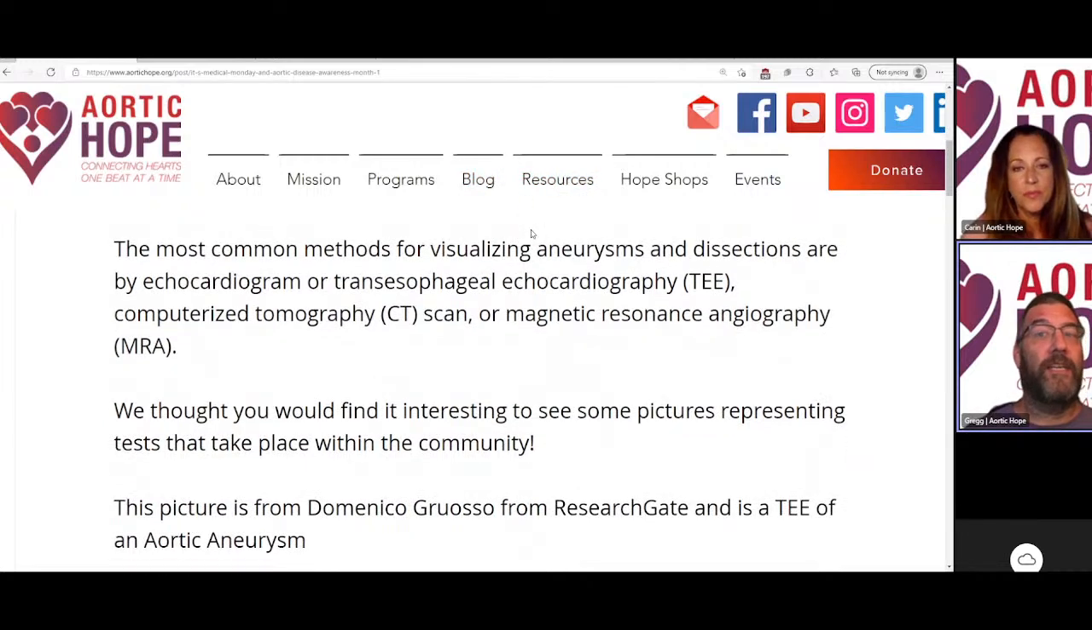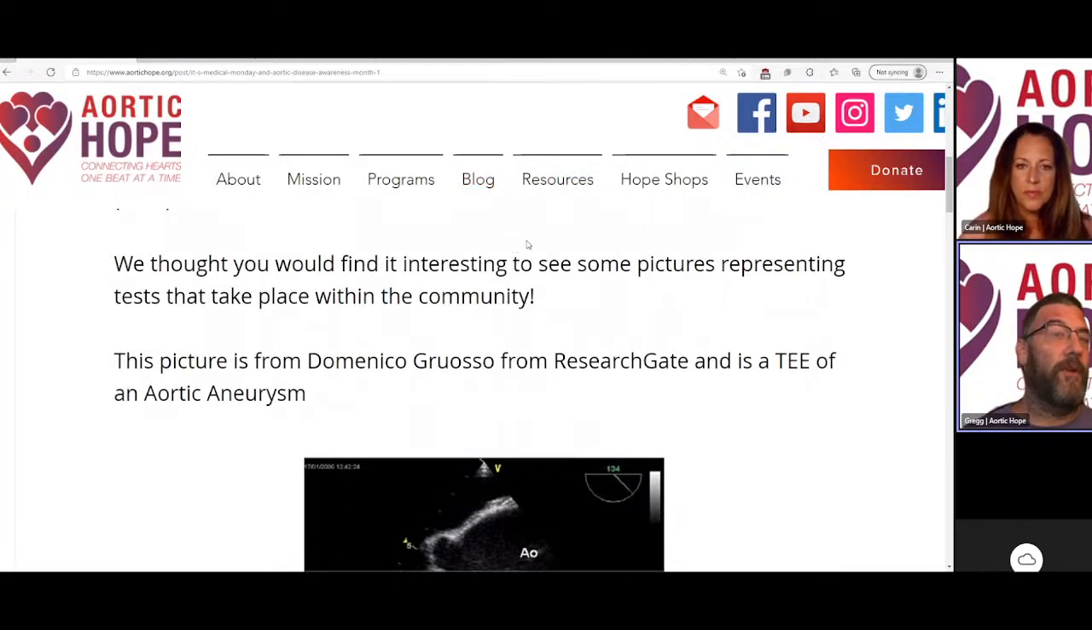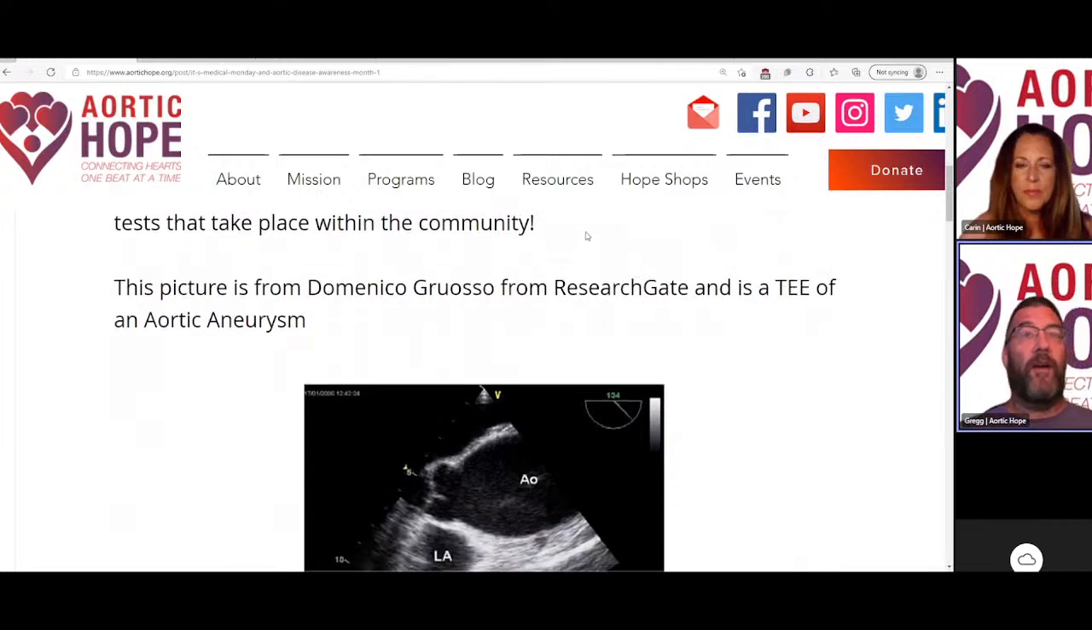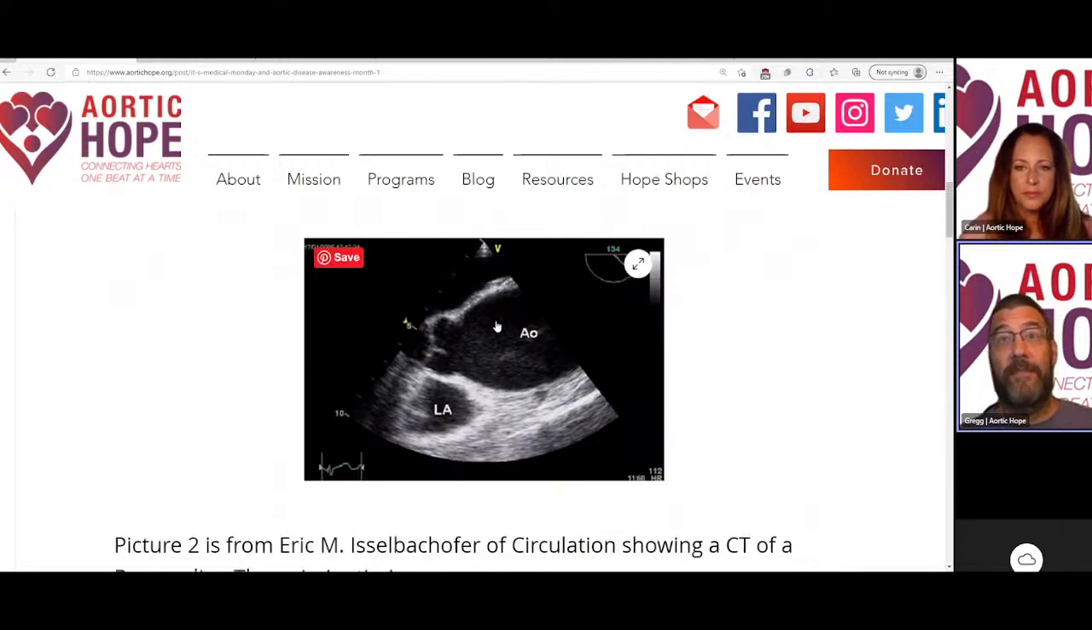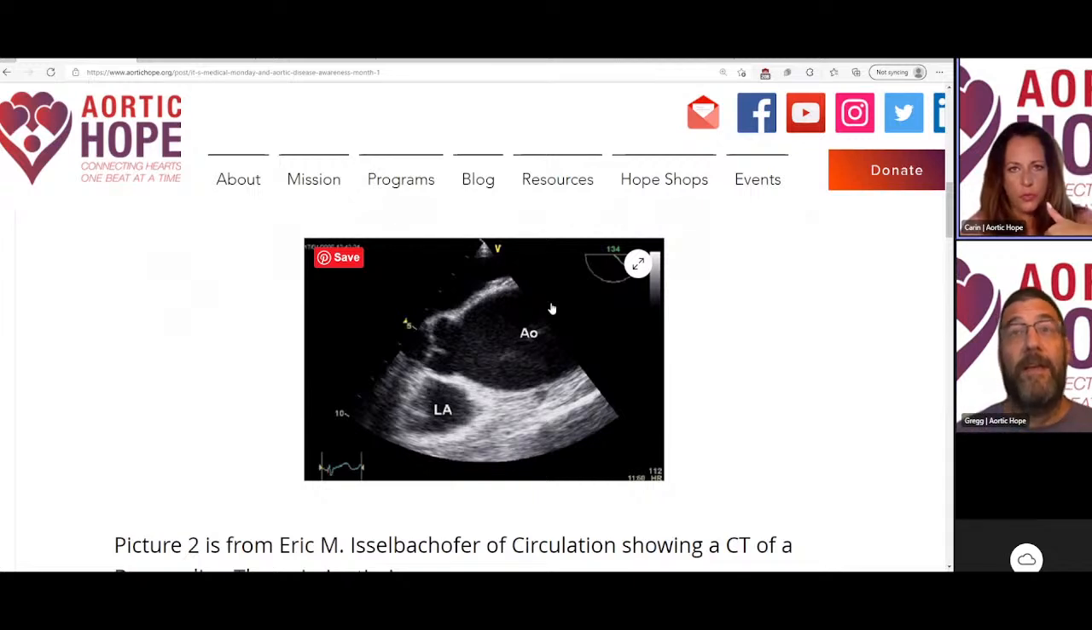We thought that you would find it interesting to see some pictures representing tests that take place in the community. So the first picture was from Domenico Grusso from ResearchGate, and it is a TEE of an aortic aneurysm. And there you have it. So now TEE, if I'm not mistaken, that goes down your throat, correct? Yes, that goes down your throat.